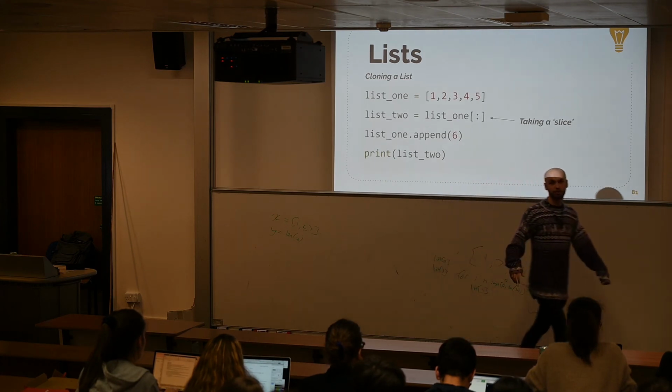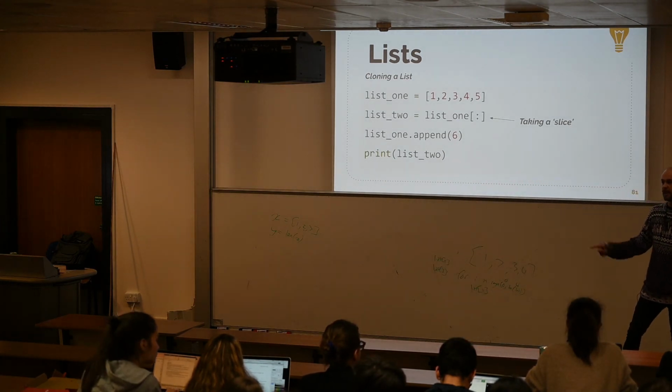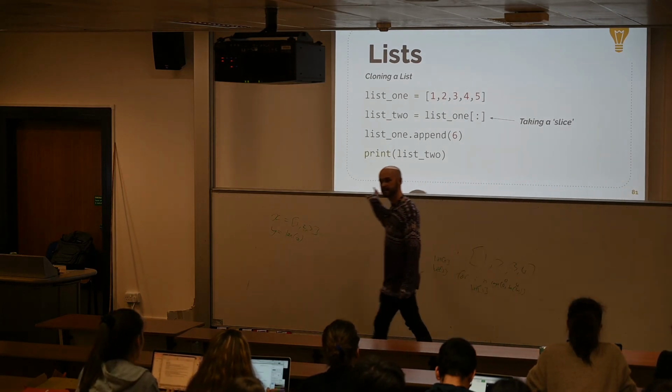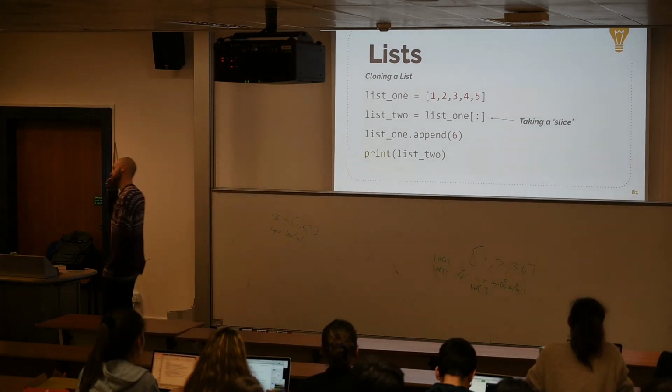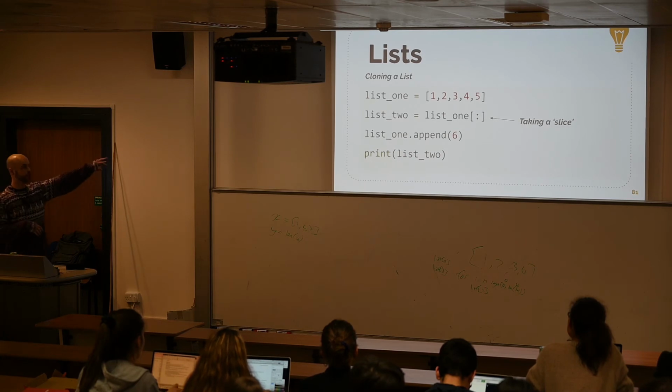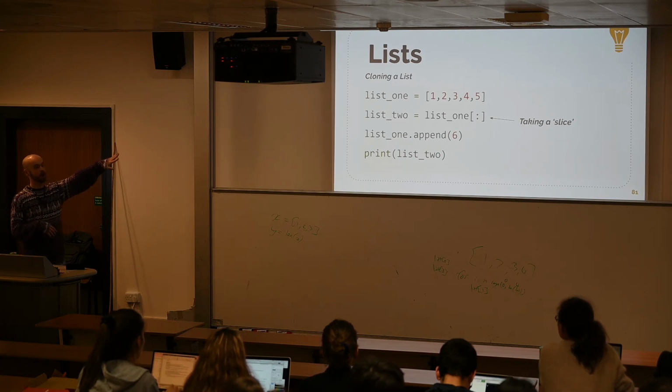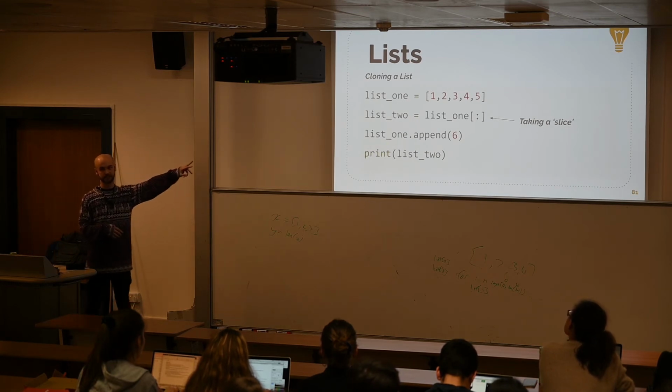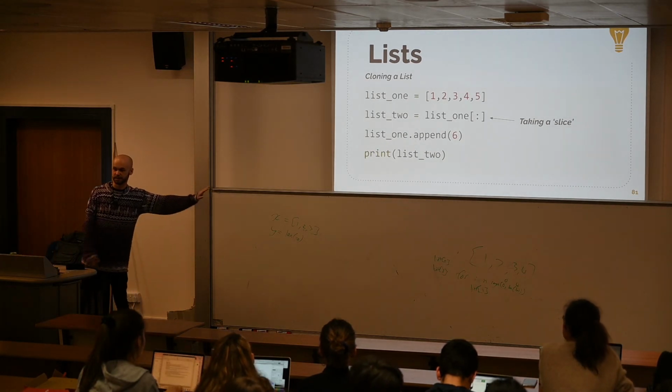So sometimes you do want to have an exact copy of a list without it pointing at the same point in memory. And the way we do that is by taking a slice. So now list 1 and list 2 will have the same values, but will not be the same list. So when you append to list 1 and print list 2, you don't get the 6 included. Is everyone happy with the concept of taking a slice?